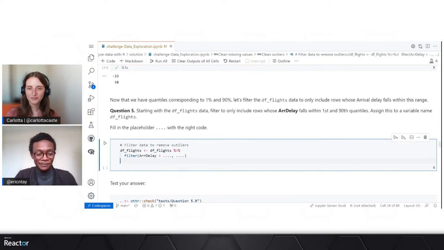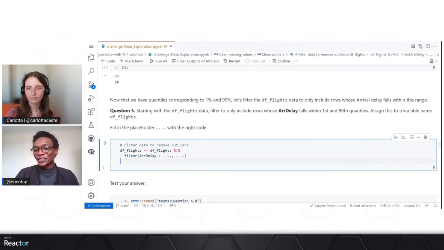Yes, Carlotta. We may have some hints on how to solve this. So if you noticed, the previous filters were only filtering for rows that satisfy one condition of the data. But what does this question want us to do? It wants us to include rows for variables that fall within the first and 90th percentile. So you have to filter for two conditions. And one condition is that the observations in that particular column are greater than a particular value and also less than a particular value. So yeah, Carlotta, that would be the hint that I would provide.